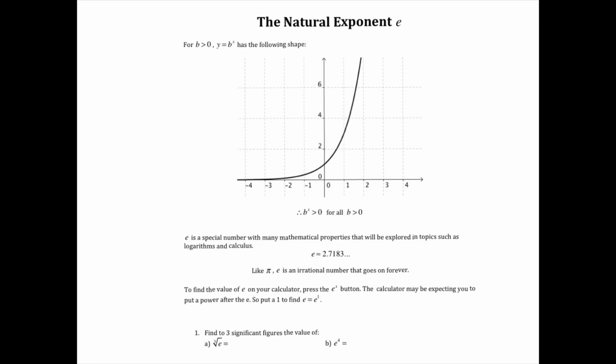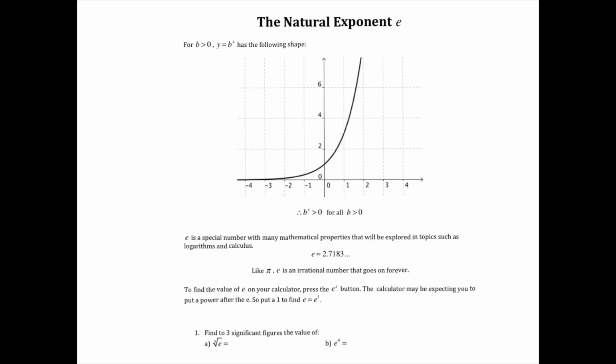This lesson is going through a new concept of the natural exponent, e. We use e a lot. It's got a special property. And basically e is kind of like the number pi, where it equals a decimal value that goes on forever. It's irrational, and we'll talk about that more in a second.